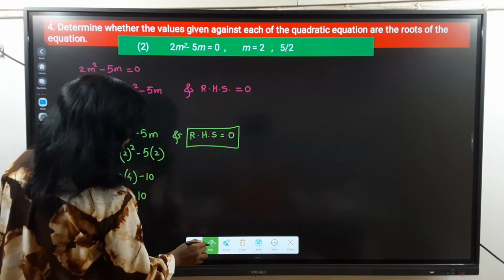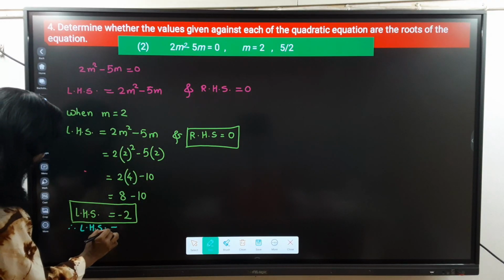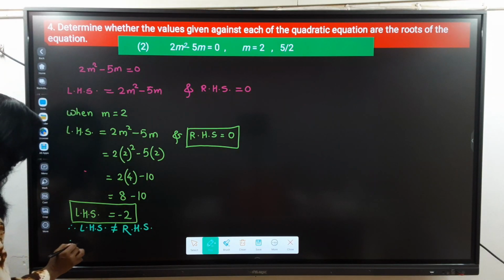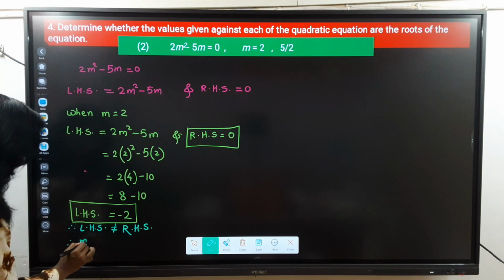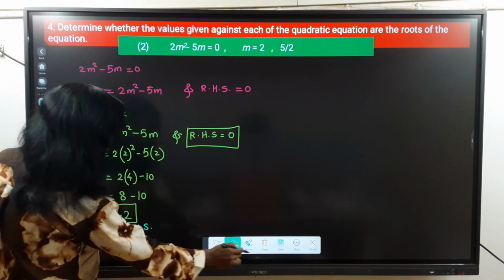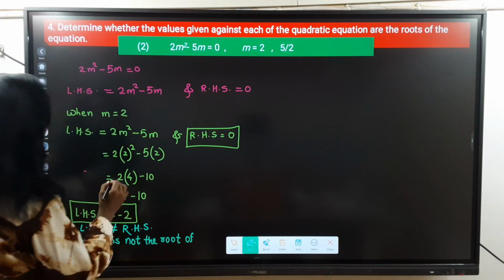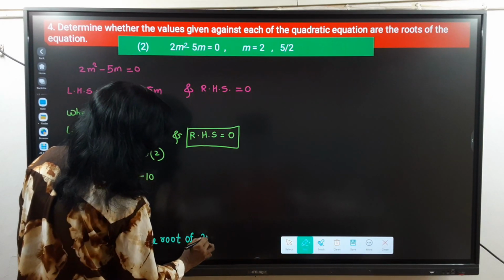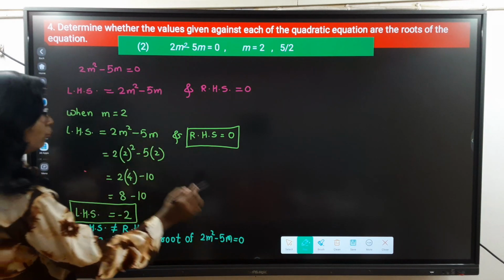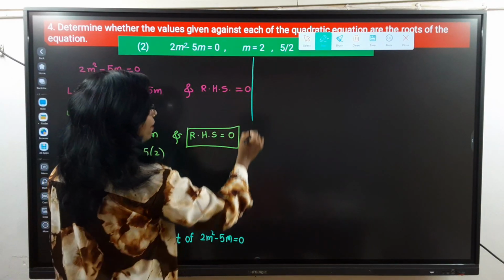That means here students, finally we say that LHS is not equal to RHS in this condition, and therefore m is equal to 2 is not the root of 2m square minus 5m is equal to 0. Then the next part for the next value.